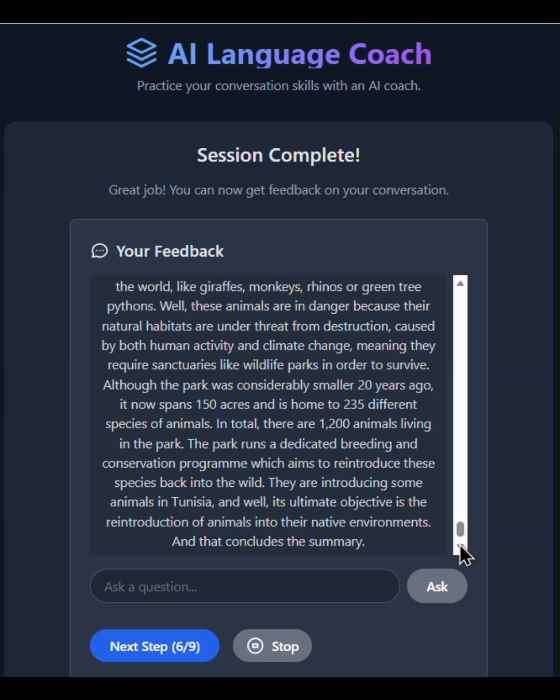The park runs a dedicated breeding and conservation program which aims to reintroduce these species back into the wild. They are introducing some animals in Tunisia, and, well, its ultimate objective is the reintroduction of animals into their native environments. And that concludes the summary.